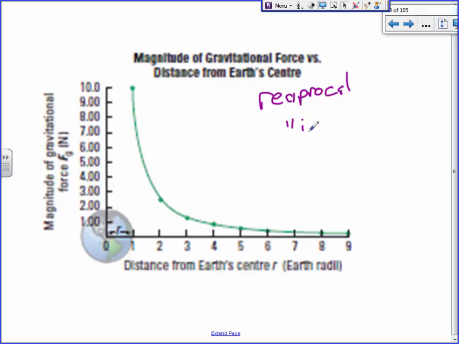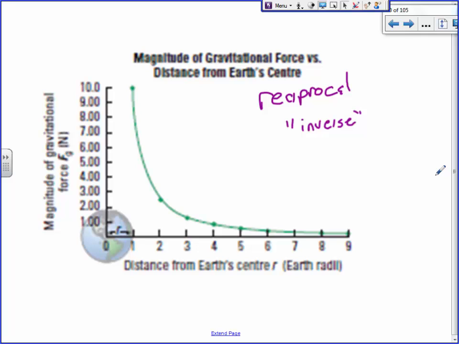Sometimes we'll use the word inverse. In math, they actually mean different things, and in science, they mean the same thing. Sometimes when we choose language with which to describe things in science, it doesn't make a lot of sense. Because in math, an inverse and a reciprocal are different, but in science, they usually mean the same thing.